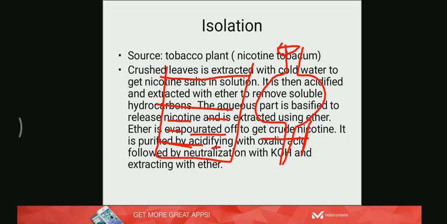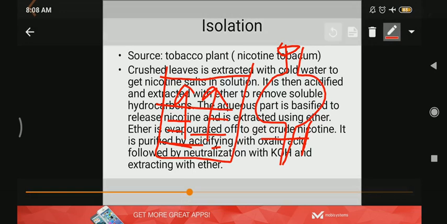Okay, so ether is added to remove soluble hydrocarbon. This tobacco plant will contain some unwanted hydrocarbons that will go into the ether layer. So after shaking you will pour it into the separating funnel. The aqueous layer, which will be down, is collected in one beaker, and the ether layer can be removed. So we can remove unwanted hydrocarbons using ether extraction. Now we take the aqueous part, which contains nicotine as the salt.